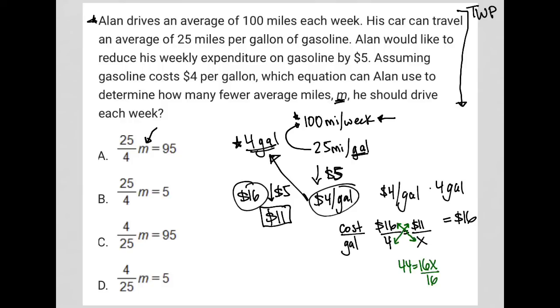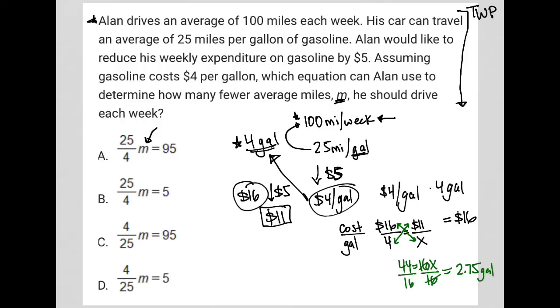I can divide by 16 on both sides. And what I get going to my calculator is 44 divided by 16 is 2.75. So I cannot buy 4 gallons of gas. I can buy 2.75 gallons of gas.